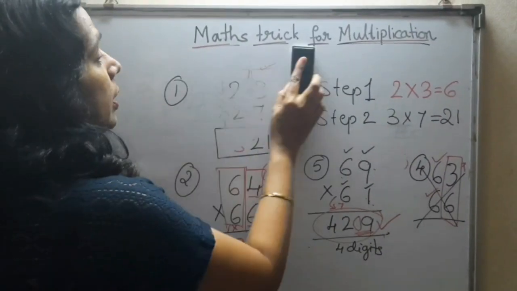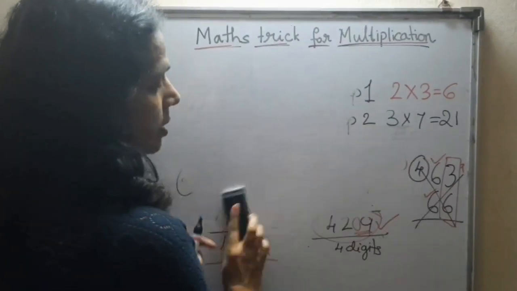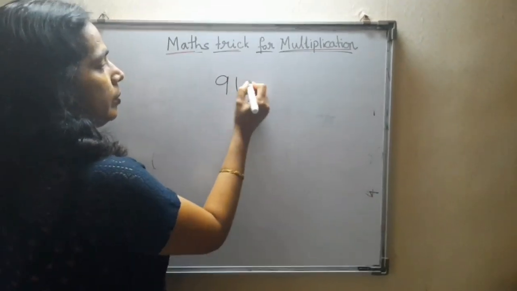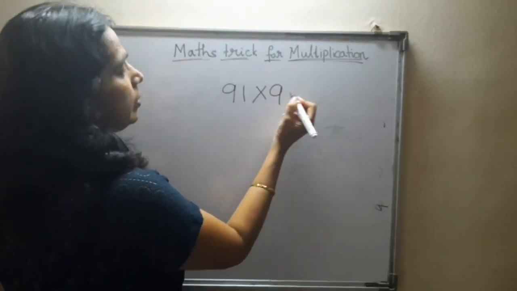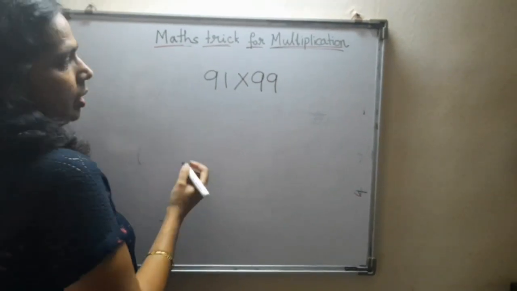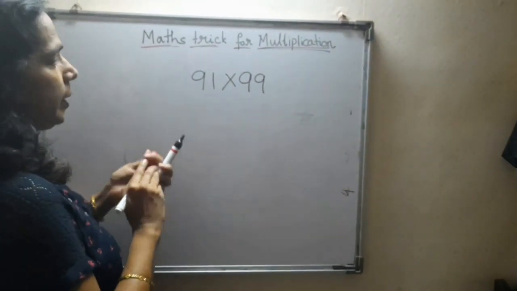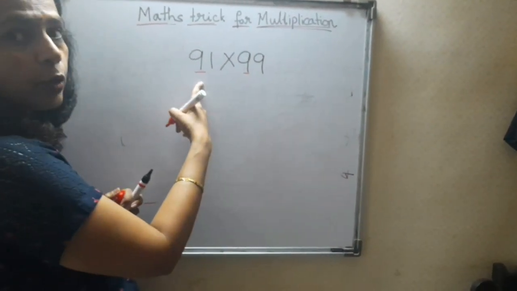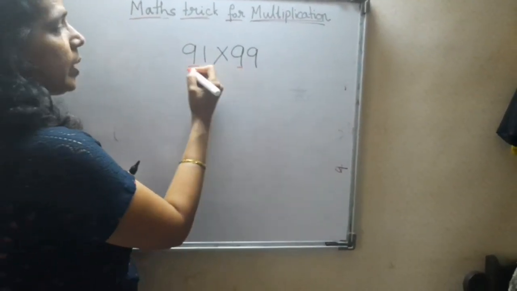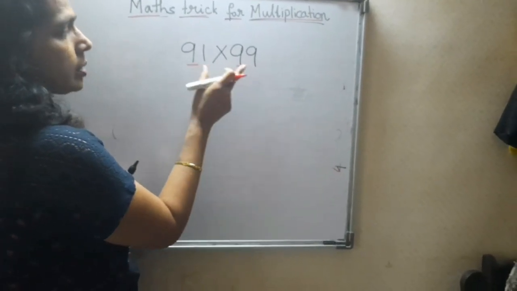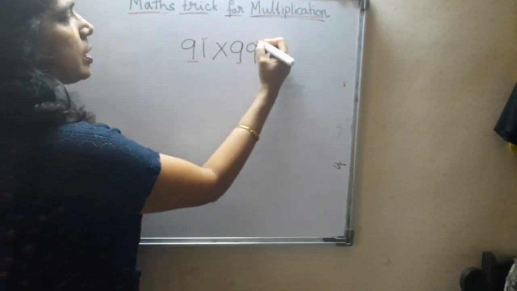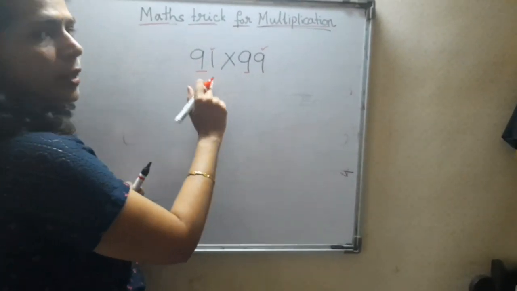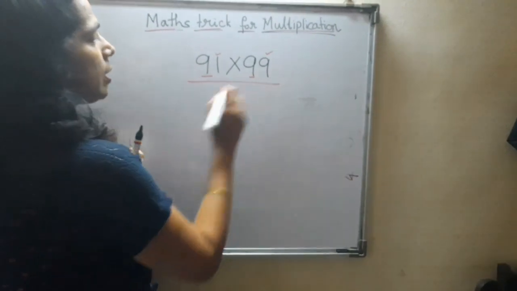Let us see another way, same trick. If you have to write 91 multiplied by 99, now here which is the tens place? This and this is the tens place. According to our first rule, this 9 and this 9, the tens place is common, so I can apply this. And then see the unit place: 9 plus 1 is 10. So in this case I can apply this trick.